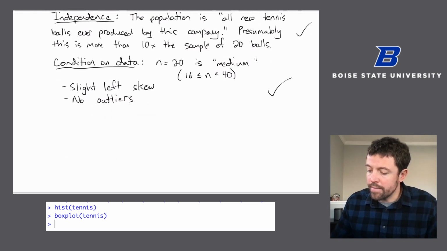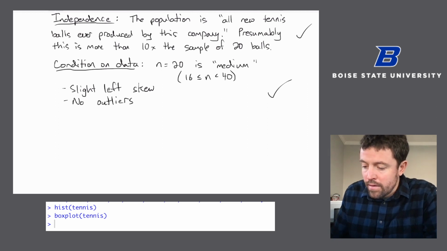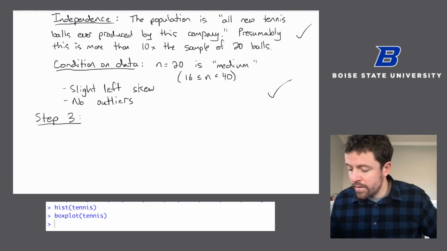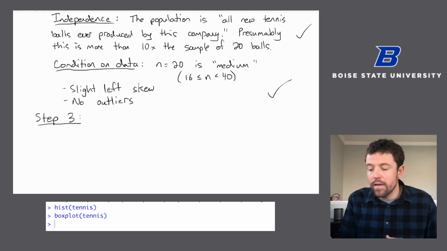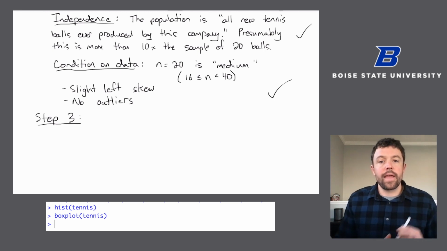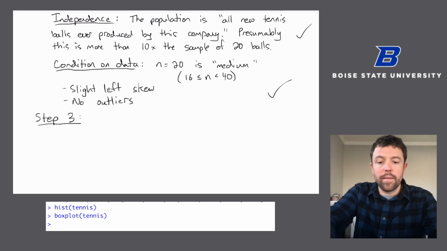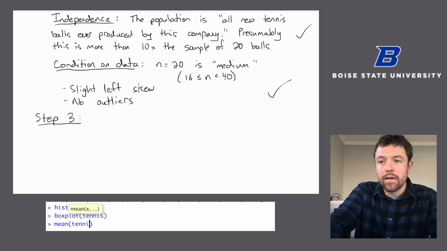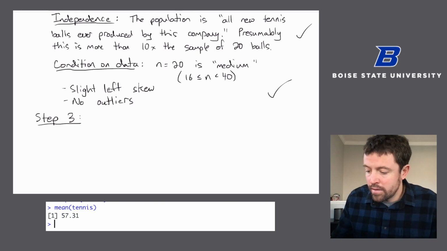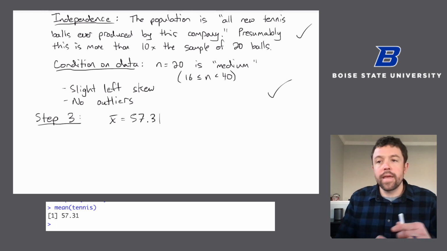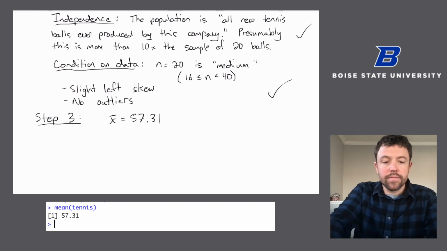Now I'm going to go to step 3. So in step 3, I'm going to do some calculations. And I'm going to do my calculations in RStudio. So first I need to know my mean. So that's x bar. So I have x bar is 57.31. And I also need to know my standard deviation.